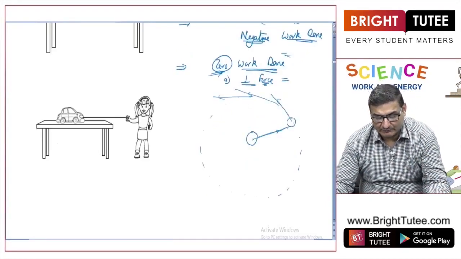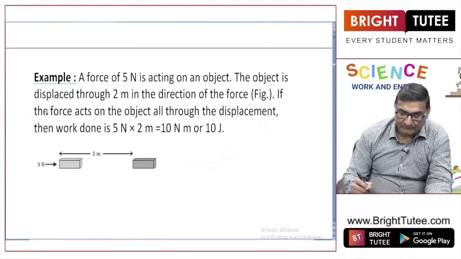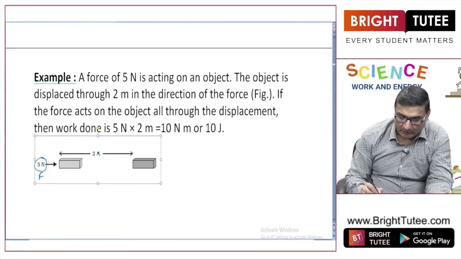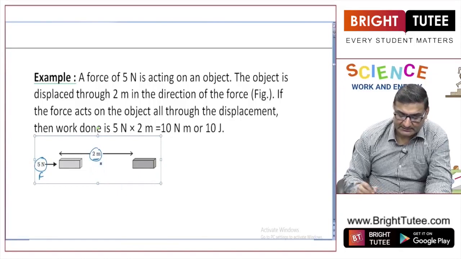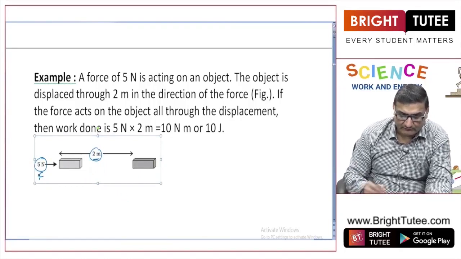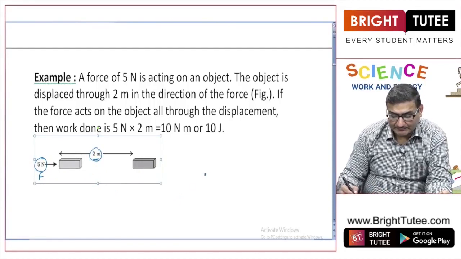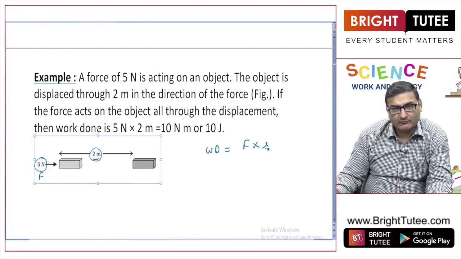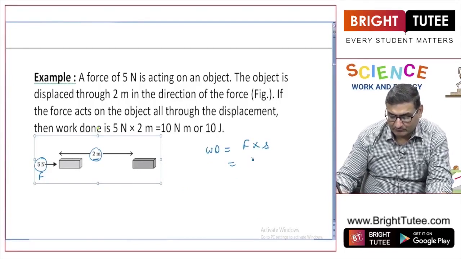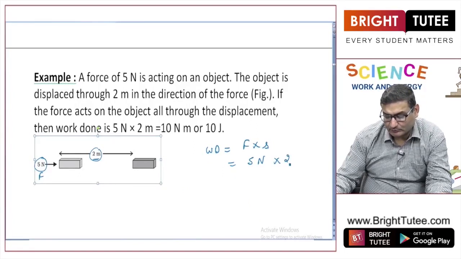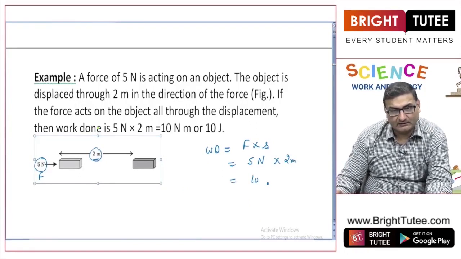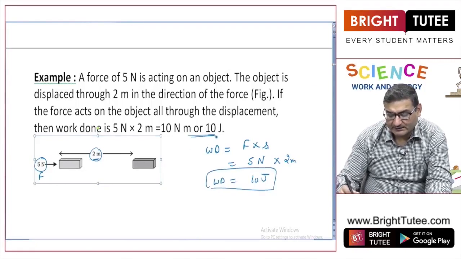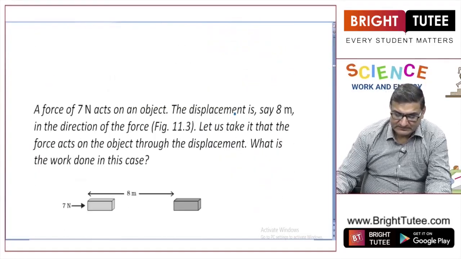Clear? Let us try to relate a few things. See, a force of 5 Newton is acting on an object and the object is displaced by a distance of 2 meters in the direction of force, right. So, we have to calculate the work done by that particular force. Now, we know that work done is calculated as the product of force and the distance. The force is 5 Newton and the distance is 2 meter, it comes out to be 10. 10 what? The SI unit is joule. So, work done is equal to 10 joule. Got it?